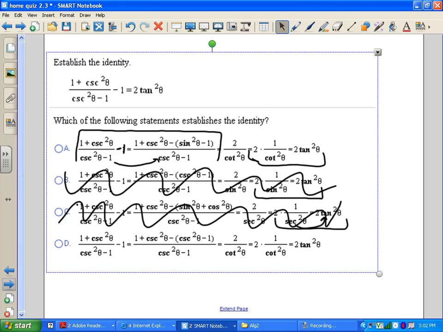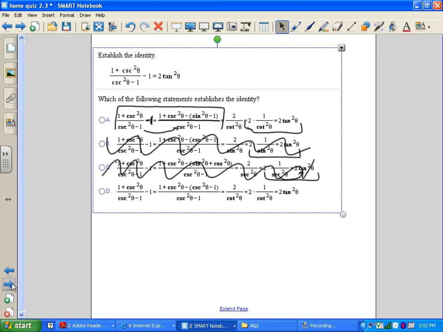You've got to realize that they are finding a common denominator, because this problem had this minus 1 there, and on the next step they had all of it over cosecant squared minus 1. They found, again, a common denominator. Let's see if they did that correctly. Let's work it out here. We've got 1 plus cosecant squared theta over cosecant squared theta minus 1. And then they had that minus 1 there.